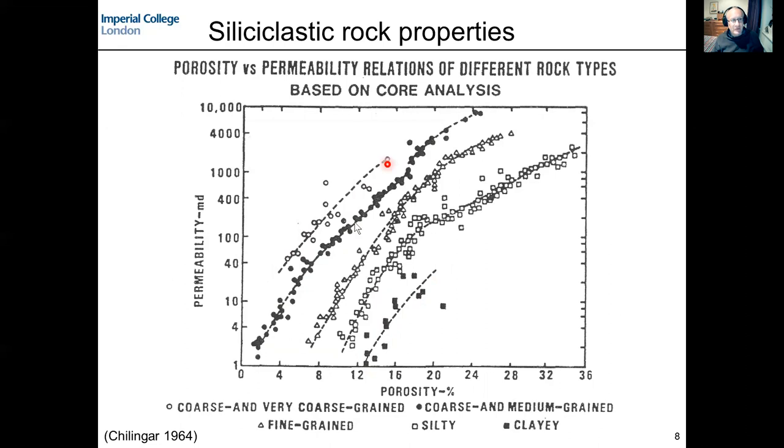So the key thing is, if we want to understand the distribution of porosity, in other words, how much pore space and how much fluid can potentially be held in sedimentary rocks, and we want to understand permeability, so how that fluid moves through the rocks, it's pretty clear that we need to understand grain size, and an understanding of grain size requires an understanding of how those different sediments of different grain sizes are deposited. So that's my pitch for why this is important.